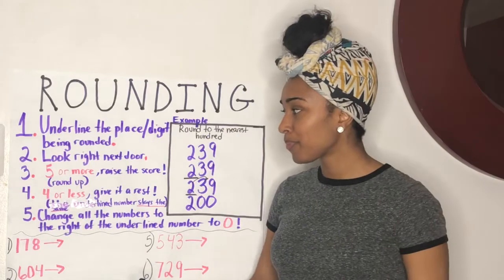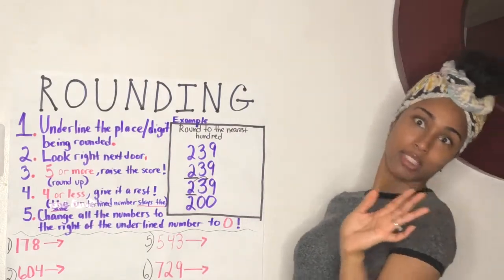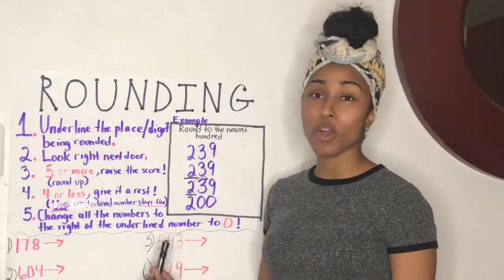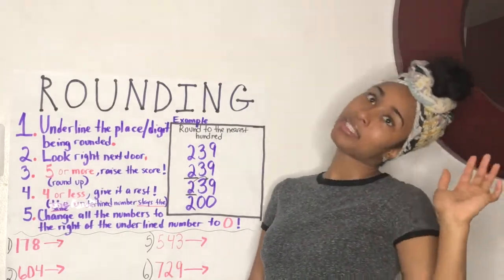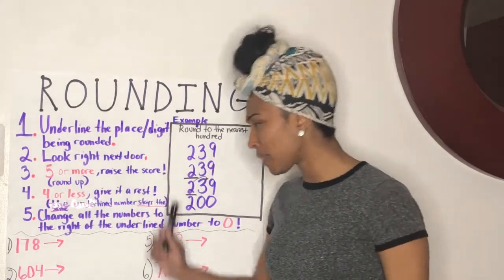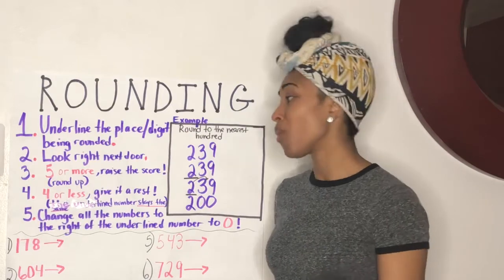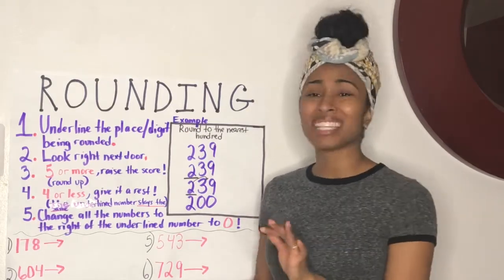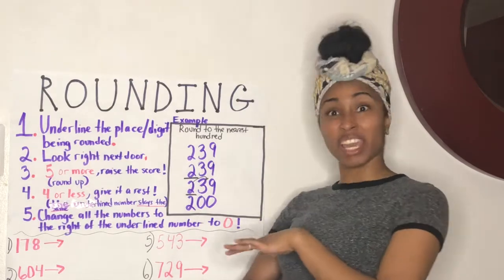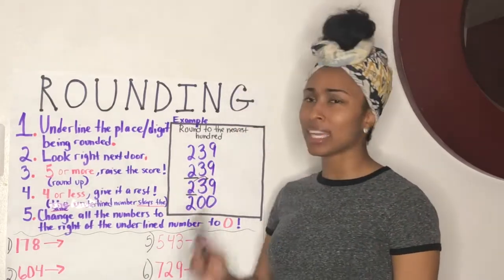Number 4, 4 or less, give it a rest. Okay? Say 4 or less, give it a rest. Child, that means that the underlined number is going to stay the same. We're not going to round down. That means that the underlined number just stays the same. Okay? Now, I want you to lock it in your brain.